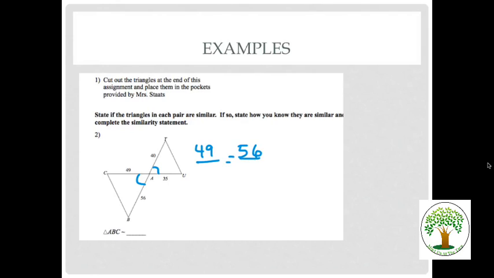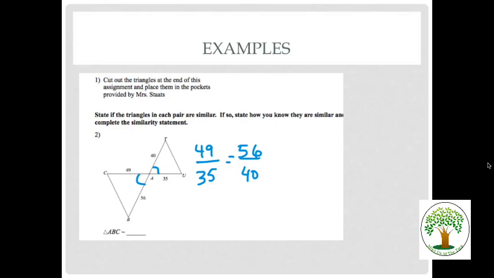56 goes with 40. And it doesn't matter which one we put on the top. 49 goes with 35. Does it matter which one we put on top? No, you can do the reciprocal on both of those and be fine. Did that make sense? Remember, the reciprocal property says we can flip them, right?